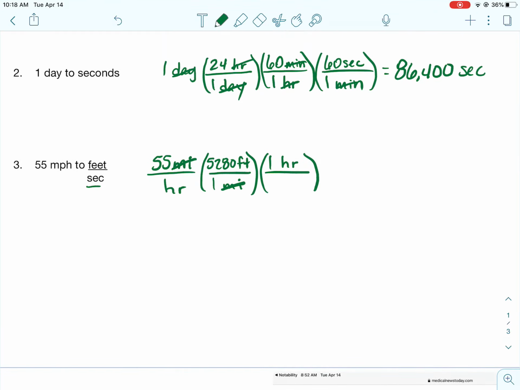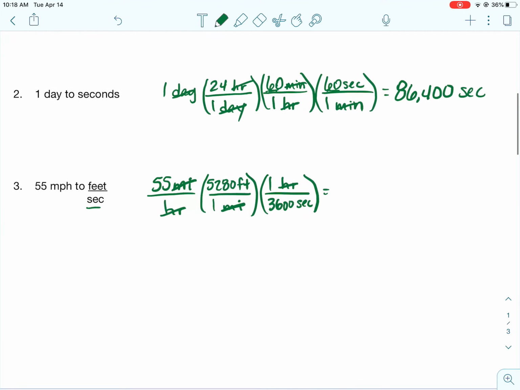All right, this is a little different. So I have hours in the denominator. If I want to cancel that, I'm going to put hours in the numerator. And then I think after doing just one of these, you guys may know how many seconds are in an hour. So we would multiply 60 times 60. That's going to give us 3,600 seconds in 1 hour.